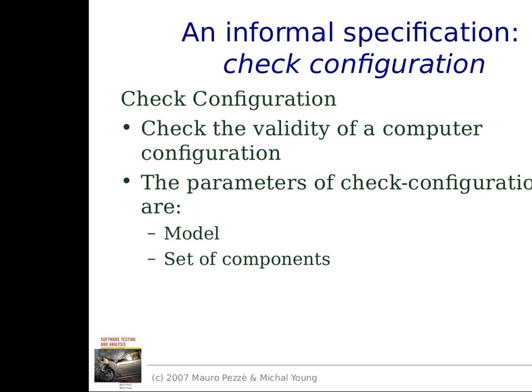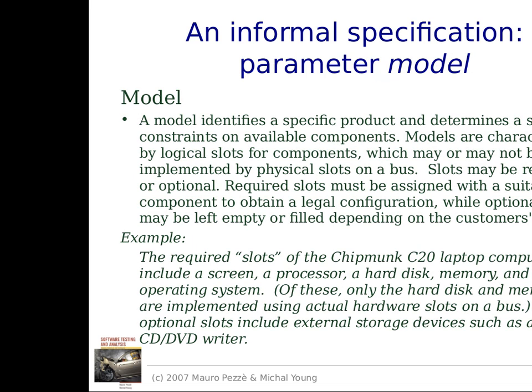So you can start with an informal specification, which is what most of us are going to do. For example, you may want to check the validity of a computer configuration. Let's say you're trying to build a computer and you want to see if it's a valid configuration. So you might have a model and set of components. In their example, models are characterized by logical slots for components. What they're trying to say here is that the required slots of this example laptop computer include a screen, a processor, hard disk, memory, and OS. Of these, only the disk and the memory are implemented using actual hardware slots on a bus. The optional slots include either a device like a CD or DVD writer or something else that you can connect to it.